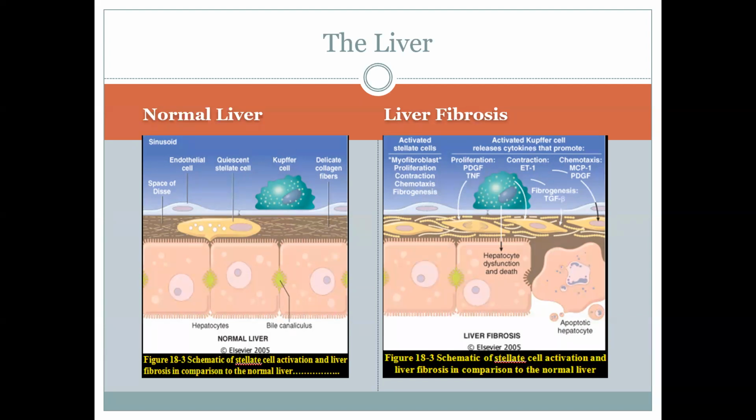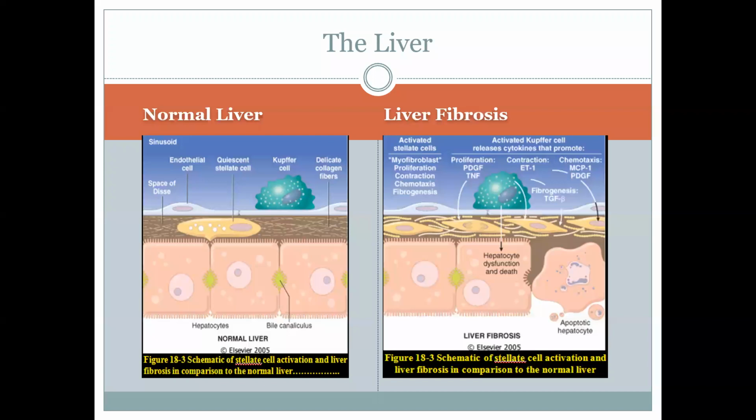As a result of the fact that this space is interrupted and free of cells and tissue, there's going to be free movement of nutrients and oxygen between the sinusoids and the hepatic cords.